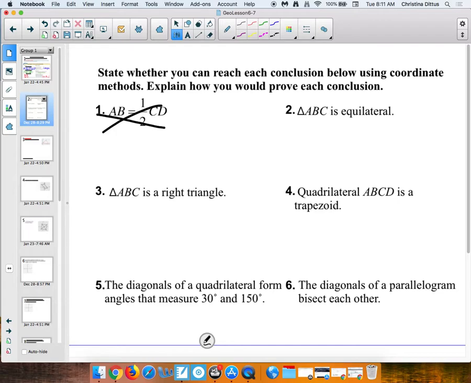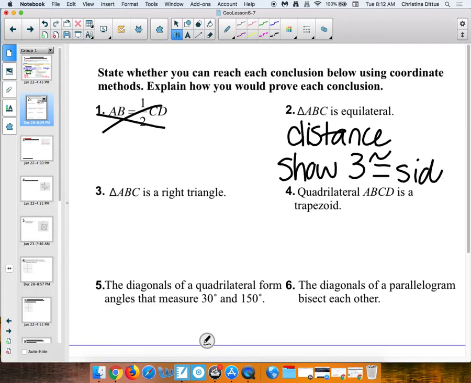Okay. If I needed to determine a triangle ABC is equilateral, what does equilateral mean? Equal. All sides are the same. So if I need to find if sides are congruent, would I use distance, midpoint, or slope? Distance. I'm going to use my distance formula because that will tell me if my sides are congruent. Okay? So this will show 3 congruent sides, because we're talking about the length of a side.